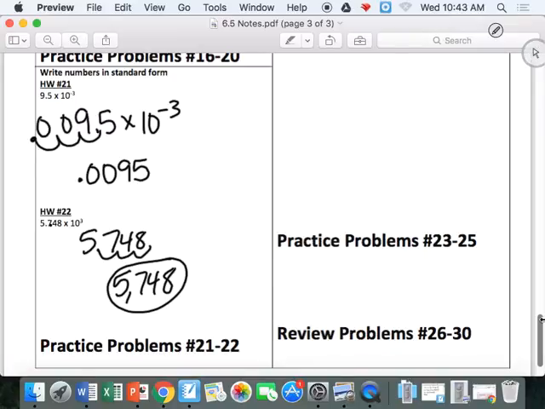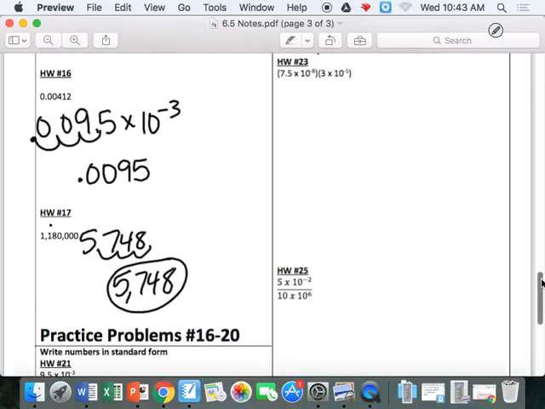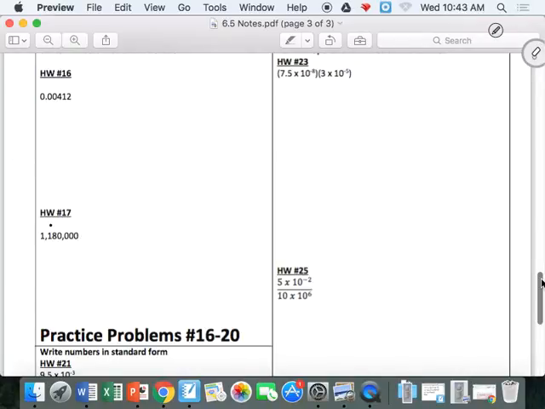All right. Last 2 problems. Operations with scientific notation. Okay, this is where your exponent rules will help you out, because then you won't have to multiply these big numbers. So do you see any bases that are alike? Any bases that are alike?